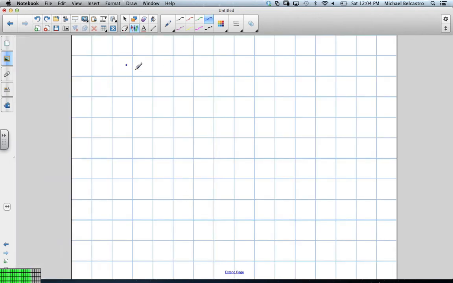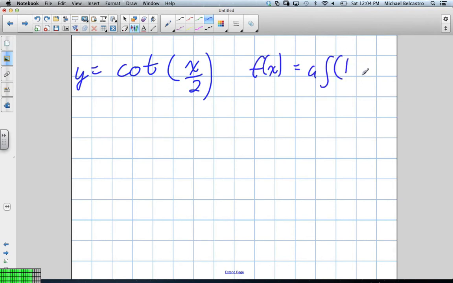The question now says cotangent of x divided by 2, is it? Divided by 2. Okay, well, what we want to do, again, remember we always want it to be in the form of f(x) = a, whatever the function is, k(x - d) + c. That being our function. Our function is our cotangent.